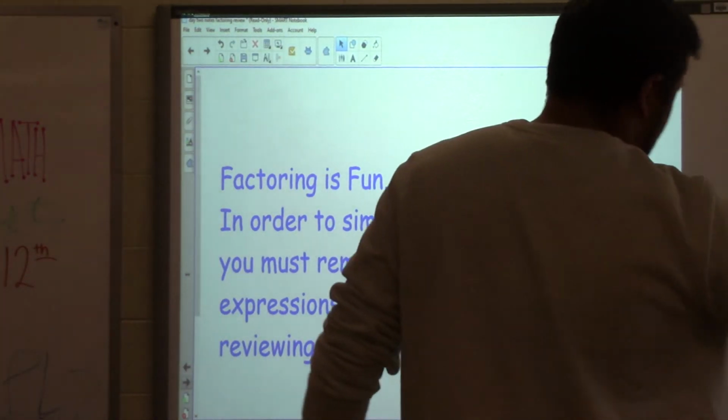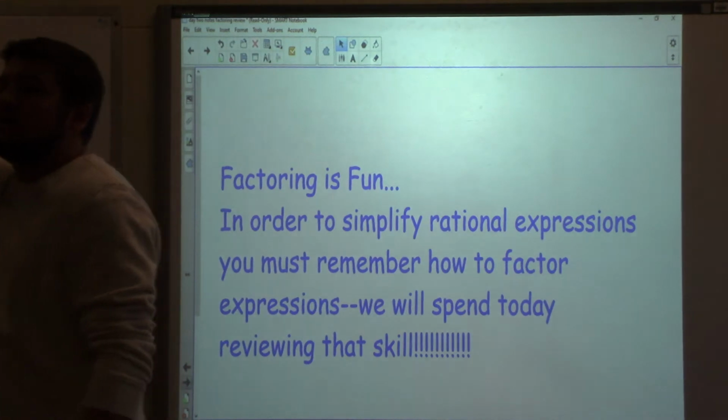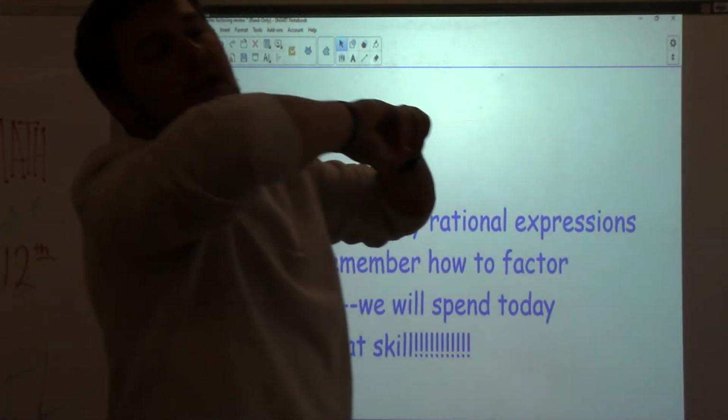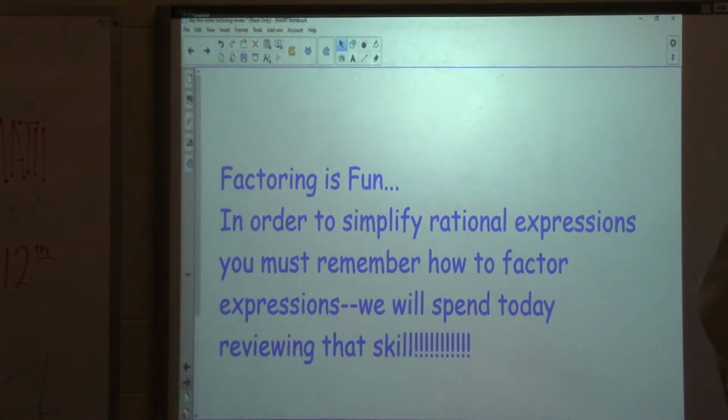Alright, today we are reviewing factoring. We're going to talk about two different methods: the box method and the guess and check method. There are a million different methods, so if you go online and find a method you like, use that method.